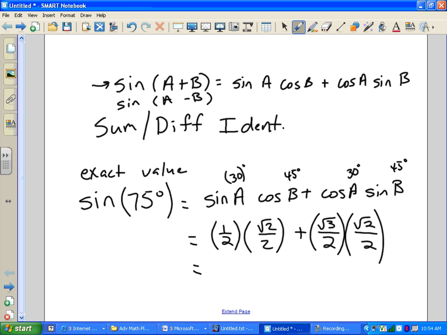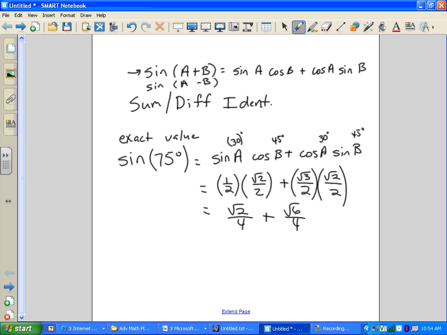A half times square root of 2 over 2 would be square root of 2 over 4. The other one is going to give me square root of 6 over 4. Notice I have a common denominator, but can I add square root of 6 and square root of 2 and get square root of 8? No. But we could write them both over 4, so this would be square root of 2 plus square root of 6 over 4.